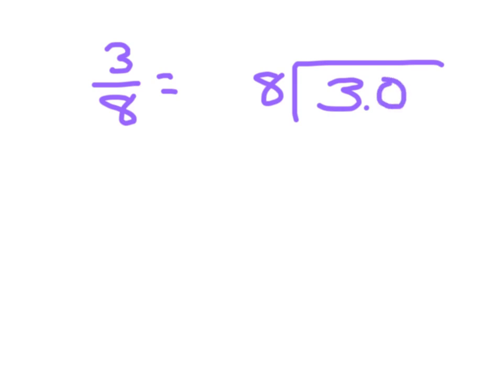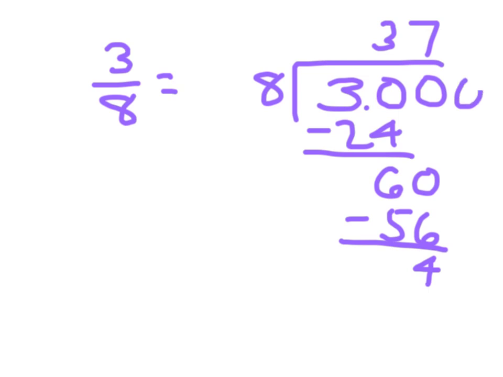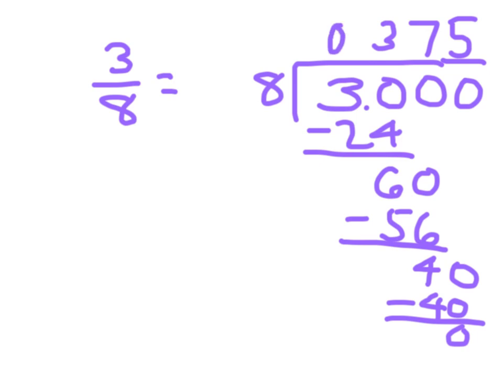30 divided by 8, adding a 0 with that decimal point. 8 goes into 30, 3 whole times, because 3 times 8 is 24. 30 minus 24 is 6. I'll add a 0 to bring down a 0. 60 divided by 8 is 7, because 7 times 8 is 56, and 60 minus 56 is 4. Add one more 0 for my thousandths place. 40 divided by 8 is 5, because 5 times 8 is 40, and 40 minus 40 is 0. As you can see, we've got 0.375.